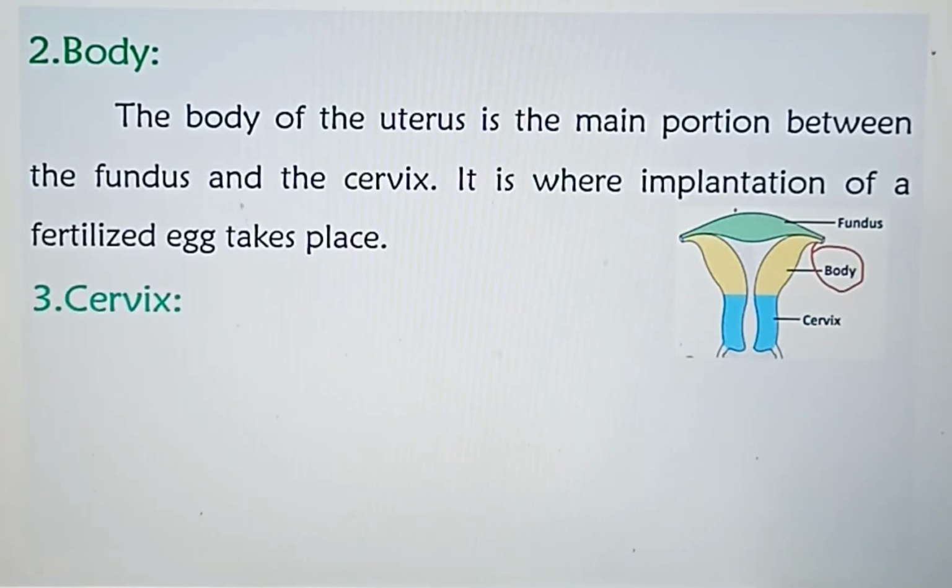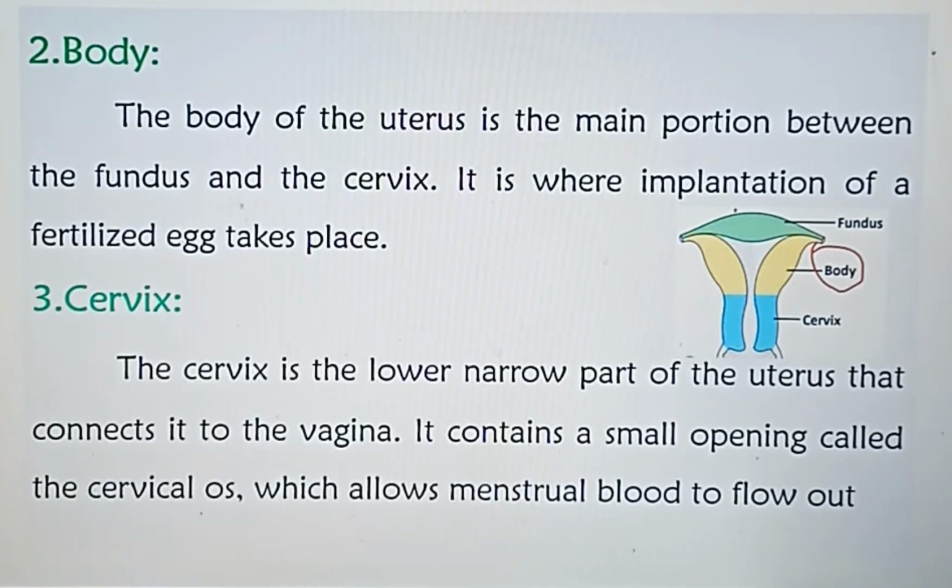Body. The body of the uterus is the main portion between the fundus and the cervix. It is where implantation of the fertilized egg takes place.